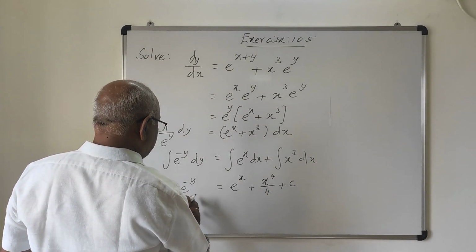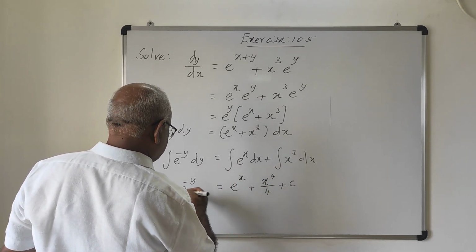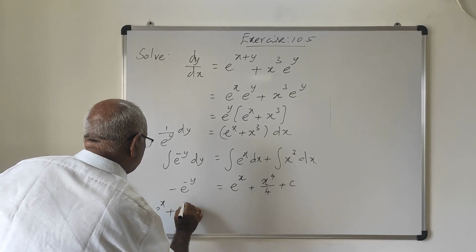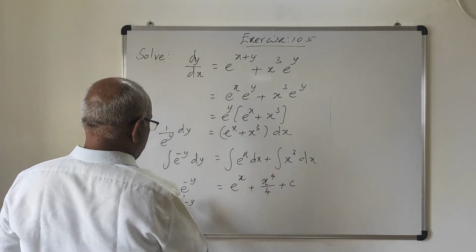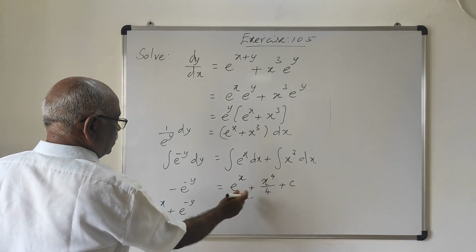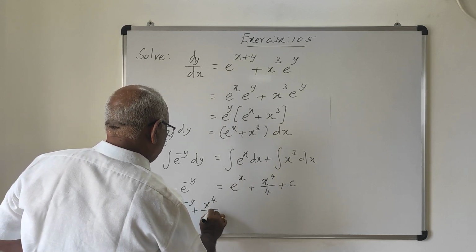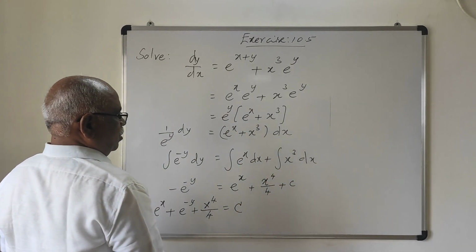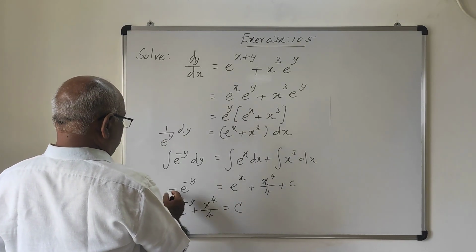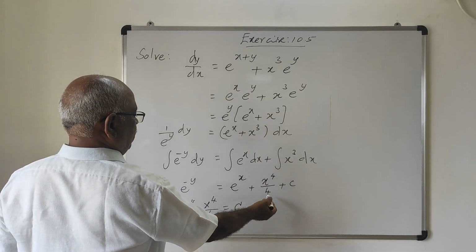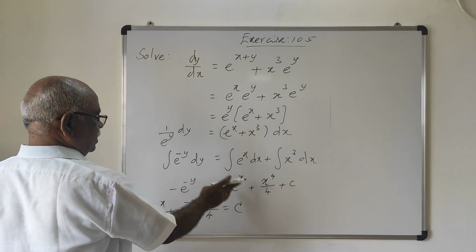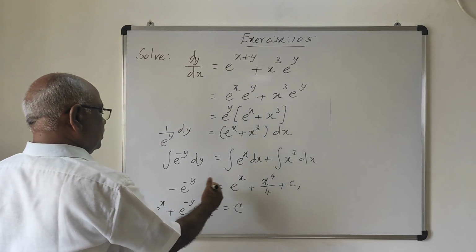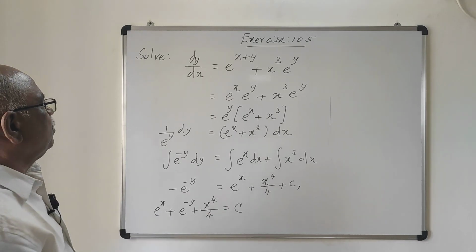Now you bring this minus e power minus y to the other side. If you bring this minus term to the right hand side, it becomes plus e power minus y. And already you have x power 4 by 4 plus c. If you bring it to the left hand side, it is minus c. You call it another constant, capital C. So e power x plus e power minus y plus x power 4 by 4 plus c. That minus c is nothing but another constant, so otherwise you consider this c1. If you bring it to the right hand side, it becomes a constant c. That's all. This is the answer for the problem.